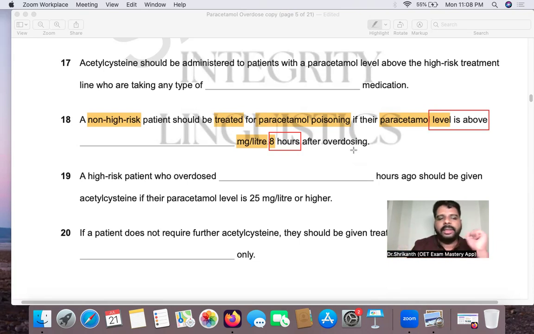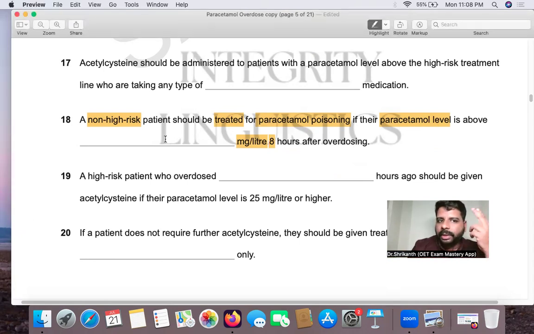Okay, now you understand over here. Now, this is a tricky question. If you want, once more you read the question, because now I'm going to the text. A non-high risk patient should be treated for paracetamol poisoning if their paracetamol level is above how much mg per liter 8 hours after overdosing.